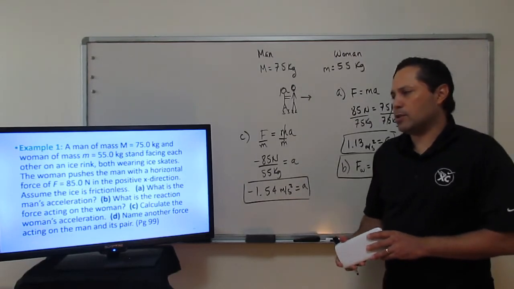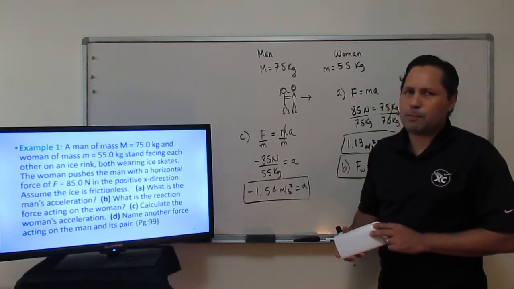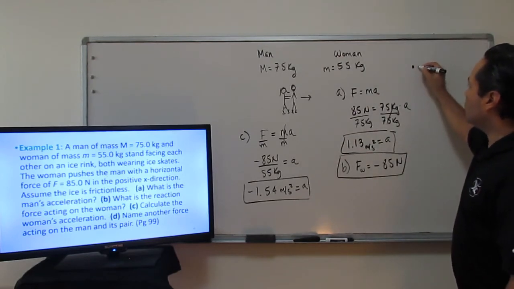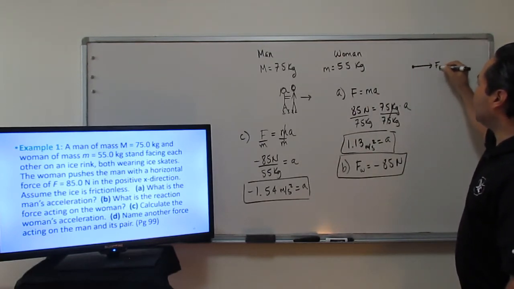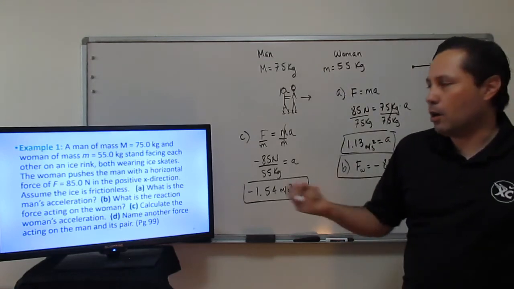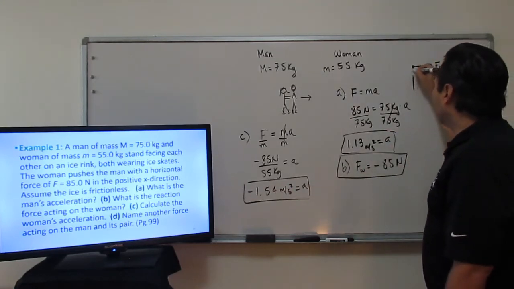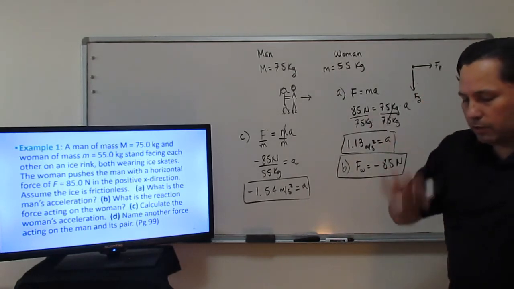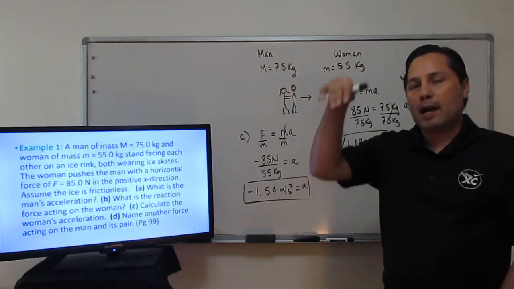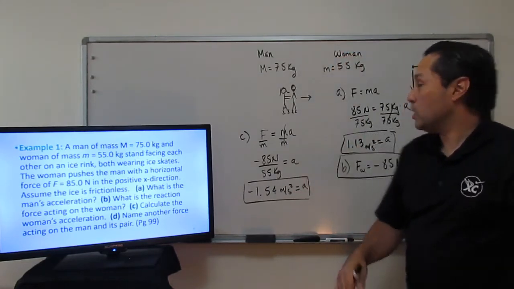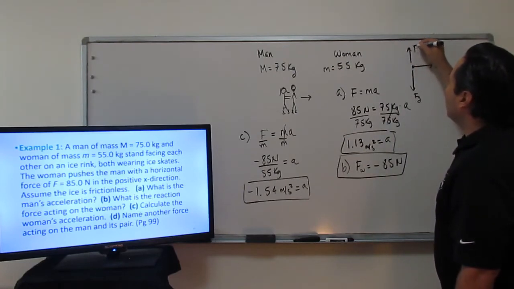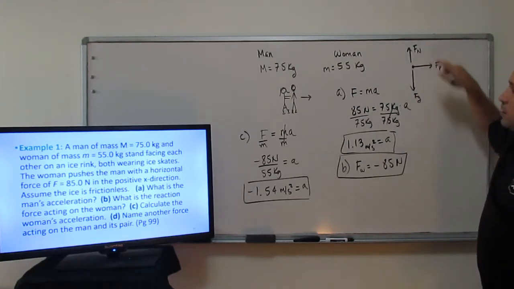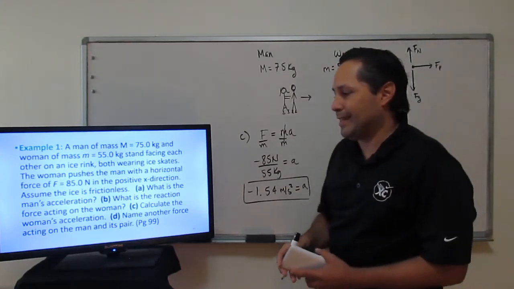In part D, they ask you, name another force acting on the man and its pair. Alright, so if I do a free body diagram, I'm going to squeeze it in here. There is obviously a force P for push, but there are more forces acting on the man. For example, there's a force due to gravity, and its opposite pair, the floor, is putting force on the man. That's why he's not accelerating downwards. So what do you call that force? It's called force normal, or normal force, either way. So that would be one force, and its pair is the normal force. So that's the answer for part D.